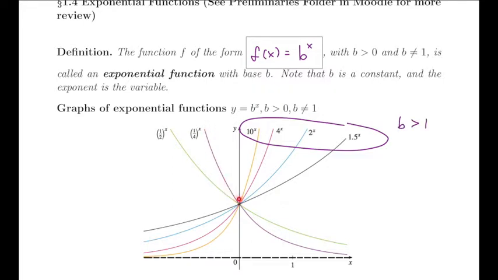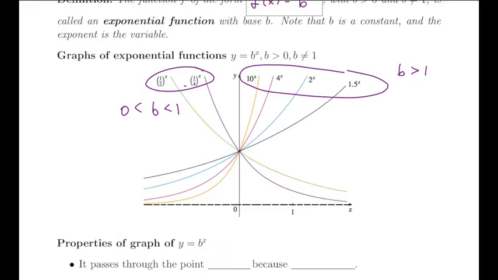And the ones that are decreasing as you go from left to right are ones with the base less than 1. But of course, bigger than 0, because for an exponential function, by definition, b is assumed to be bigger than 0. And for all of these cases, there's a horizontal asymptote at the x-axis. Remember what horizontal asymptotes are? They're the lines that the graph gets closer and closer to, whether you go towards the right forever or you go to the left forever. We'll talk a lot more about horizontal asymptotes in chapter 2.